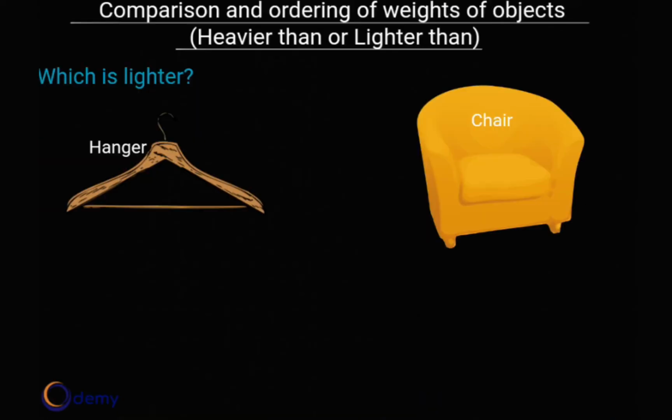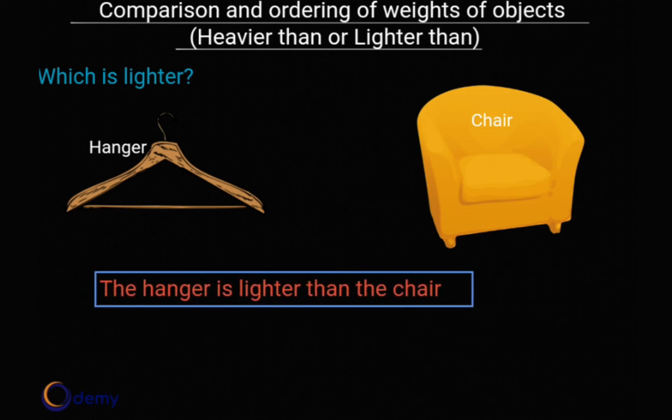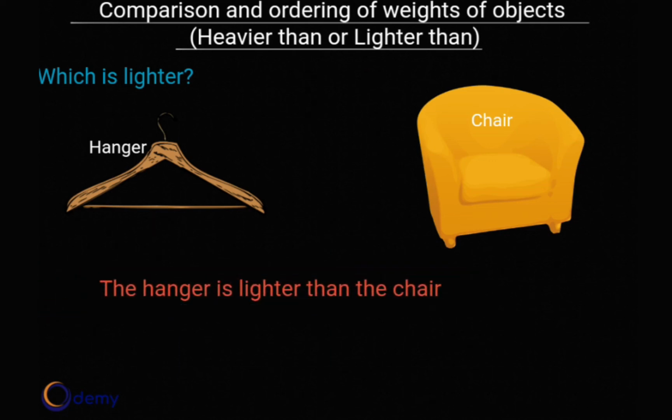So a pencil is lighter than a book. Here also, the question says which is lighter, and I want you to answer this. Is it the hanger or the chair? Good. The hanger is lighter than the chair.